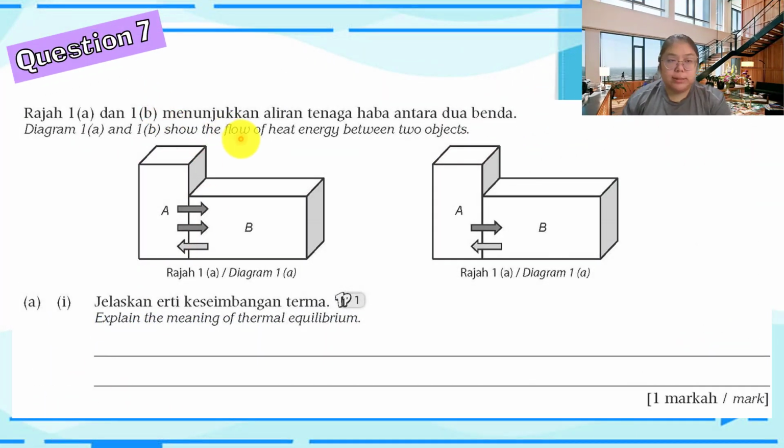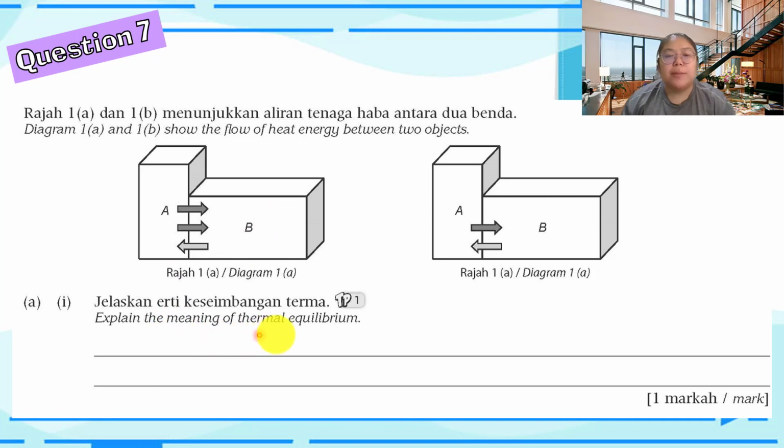Okay, then we go to question 7. Question 7 is talking about heat. Now you see the diagram. They show the flow of heat energy between two objects, A and B, and another diagram also the same. But look at the arrow: in the first diagram, there is more from A to B. More means more heat is transferred.